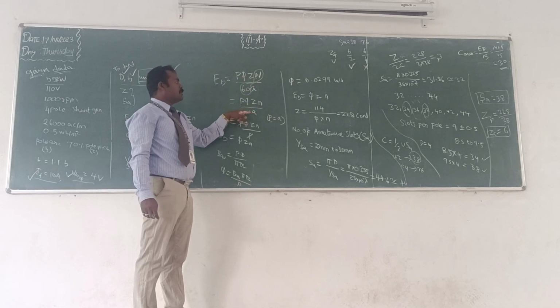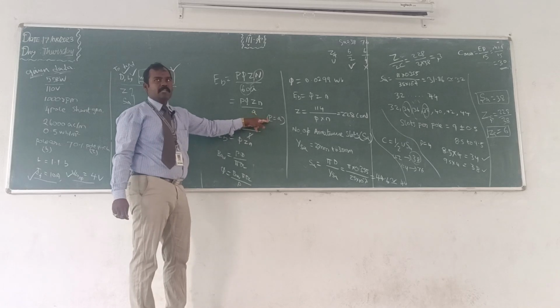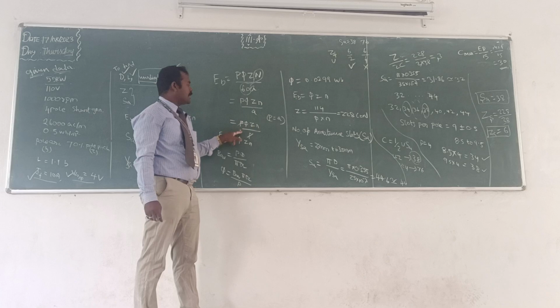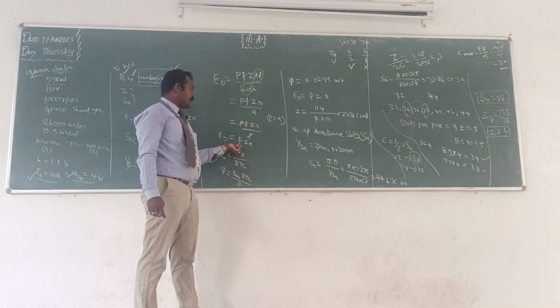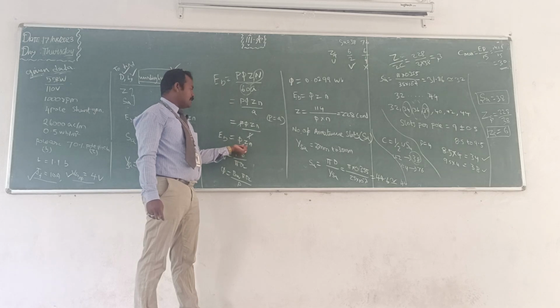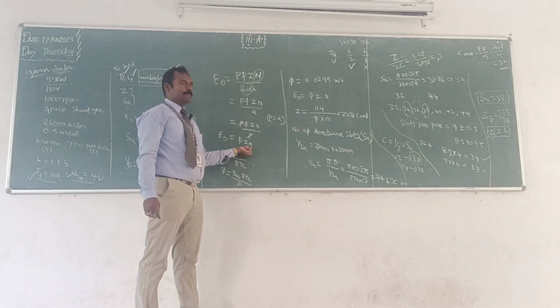We can eliminate it. Here we have selected lap winding. For the case of lap winding, P equals A, so that also gets eliminated. So E_b equals phi Z n, where phi is the flux in Weber, Z is the total number of conductors, and n is the speed in RPS.